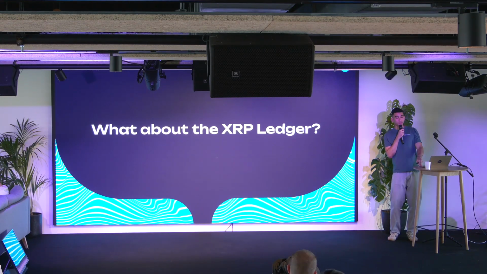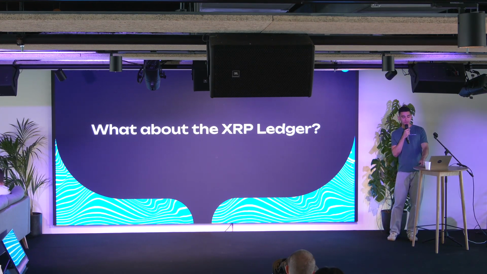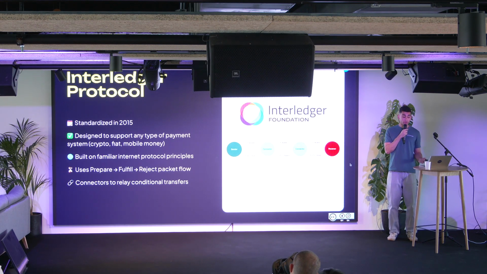Okay, we talked enough about different actors in the ecosystem. What about the XRP Ledger? The XRP Ledger was one of the first blockchains to face this problem because for a certain amount of time it was alone with BTC. So a team from Ripple started to work on a project. They called it Interledger. Today it's a foundation, a non-profit. And they started in 2015.